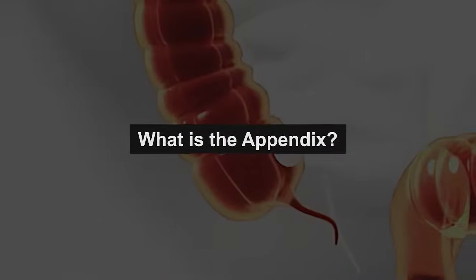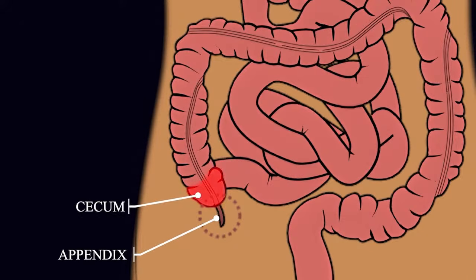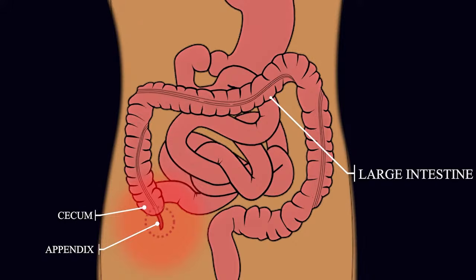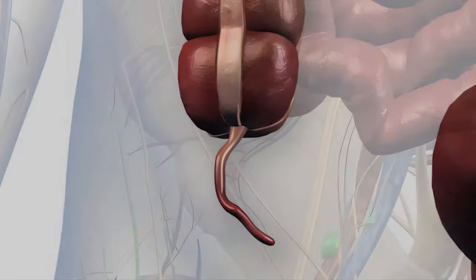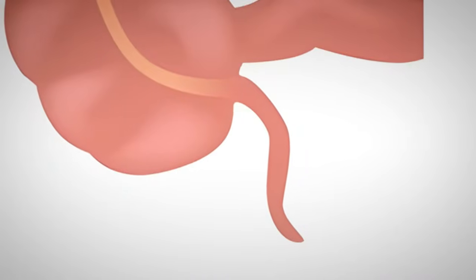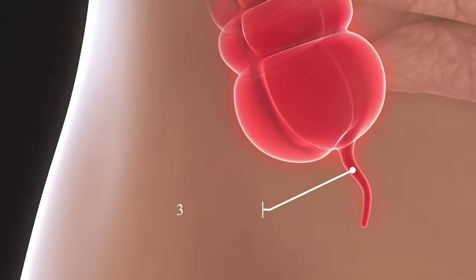What is the appendix? The appendix is a small, tube-like structure that sticks out from the cecum, which is the first part of the large intestine. It's found in the lower right side of your abdomen. In medical terms, it is called the vermiform appendix, which means worm-shaped appendix, because it looks like a small worm or finger. It is usually 3 to 5 inches long.